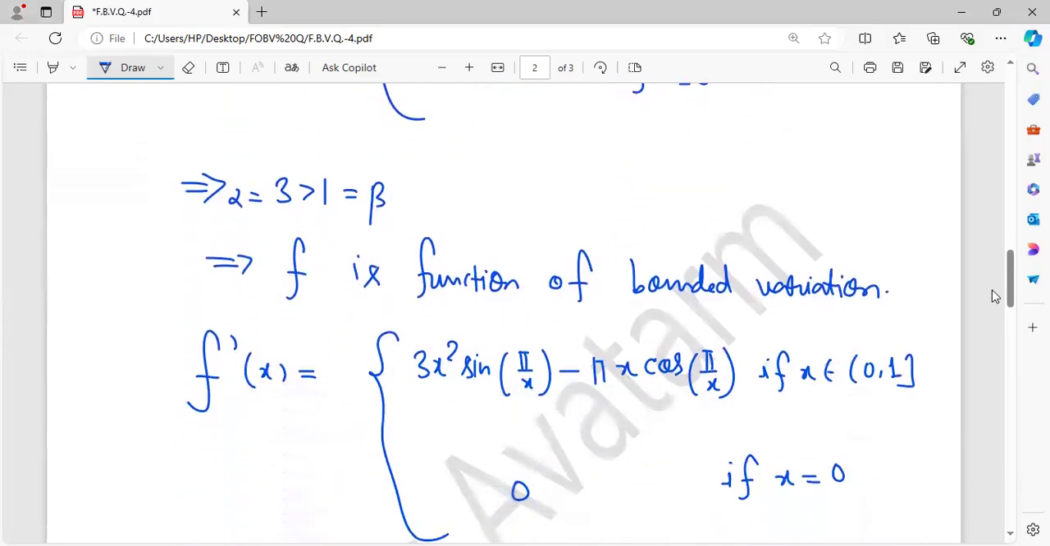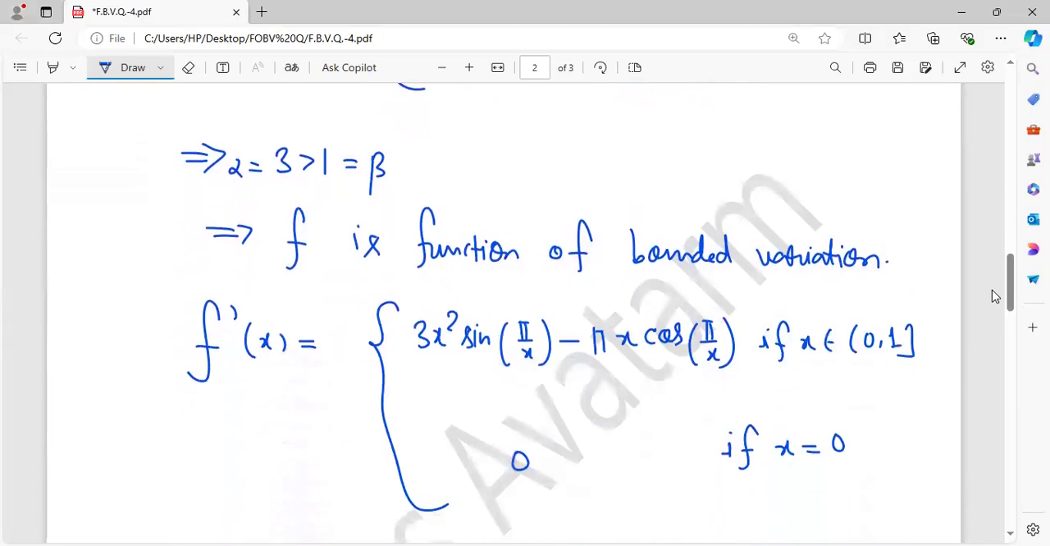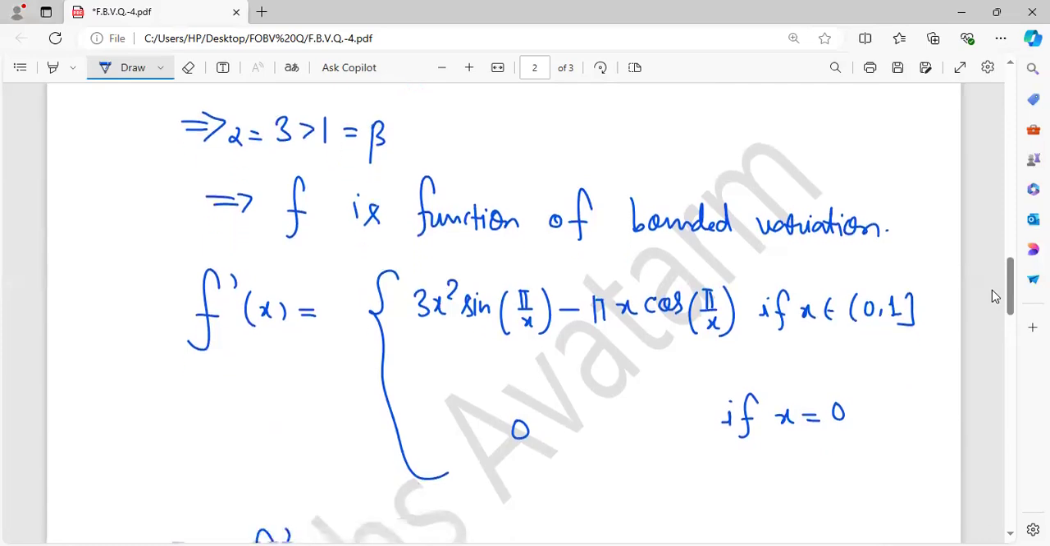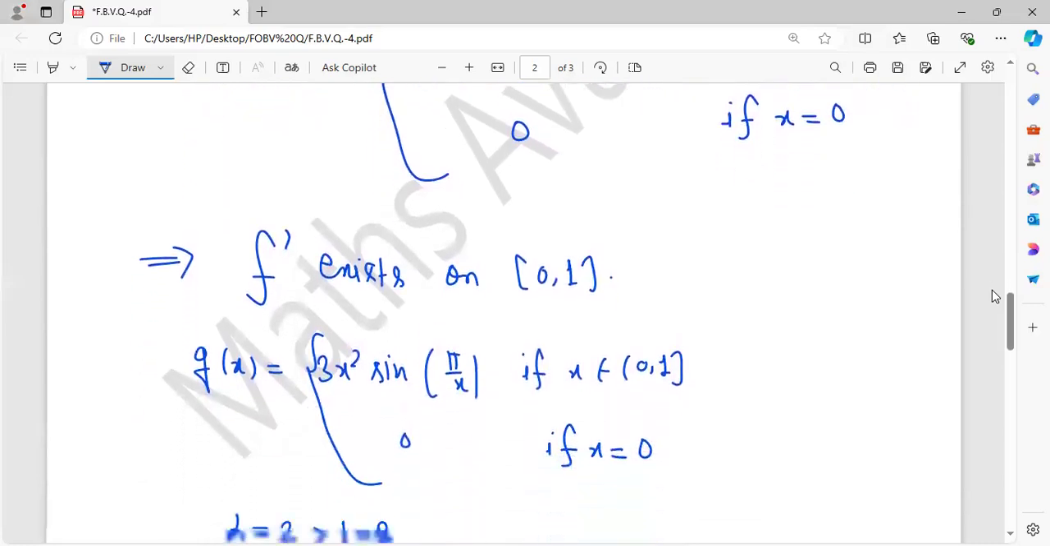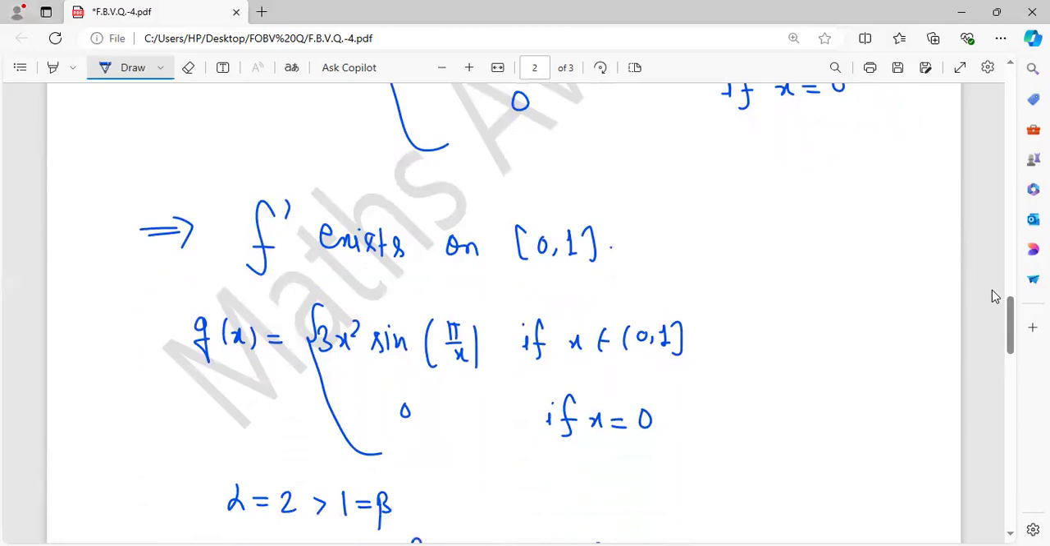What is the derivative of f? It is 3x squared sine(pi upon x) minus pi x cos(pi upon x), for x in (0, 1], and 0 if x is equal to 0. So f dash exists on the closed interval [0, 1]. So g(x) is equal to 3x squared sine(pi upon x) if x belongs to (0, 1], and 0 if x is equal to 0.